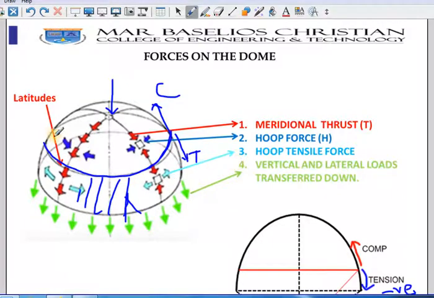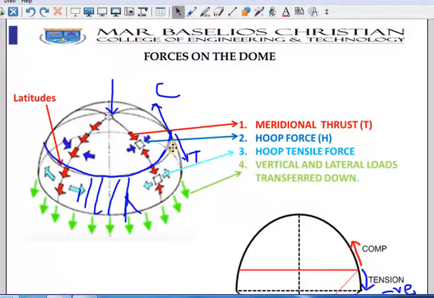Okay, so you can see that, as I told you, the meridional thrust is mostly positive in most of the cases, whereas the horizontal one, the hoop force, can be compression, which is positive, and it can be tension, which is negative also. Mostly the tensile force will be below this one particular area, close to the periphery of this circle.